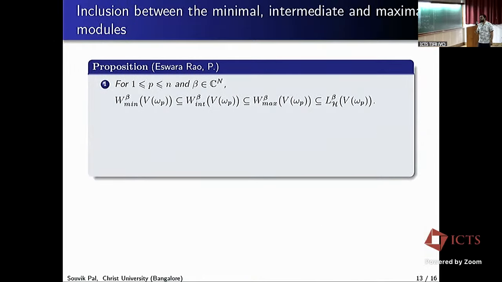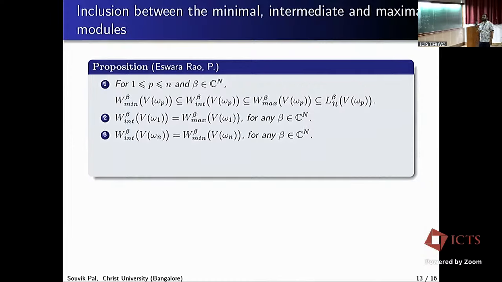So this is the inclusion between all the modules that I talked about: minimal, intermediate, maximal, and the full module. And what happens when P is equal to 1, that means when you are working with the first fundamental module, the intermediate module coincides with the maximal module. Okay. And when you are working with the nth fundamental module, the intermediate module coincides with the minimal module. So these are two cases that happen, P equal to 1 and P equal to n. For P strictly lying between 1 and n, this will never happen. These will be strict inclusions.